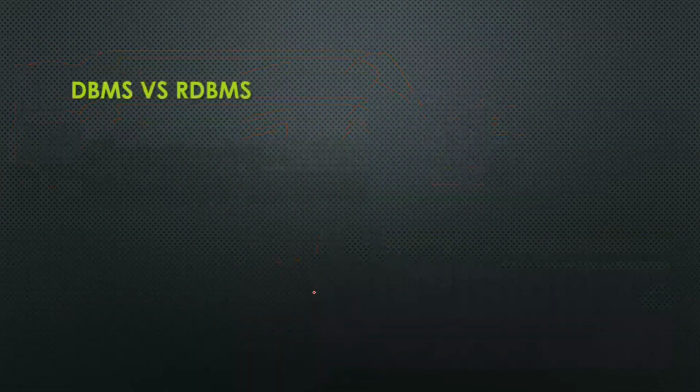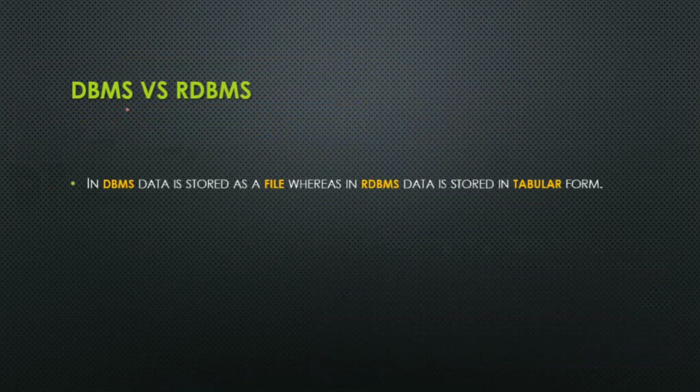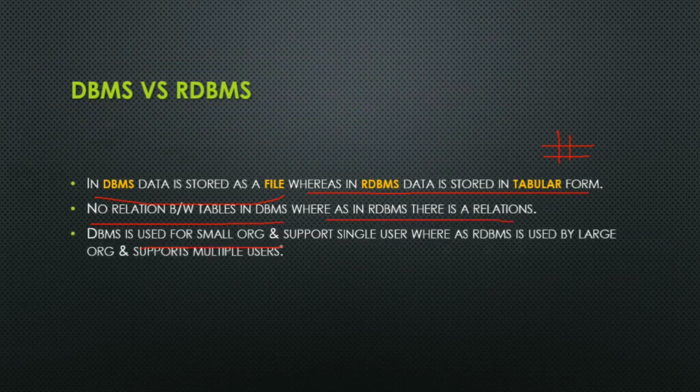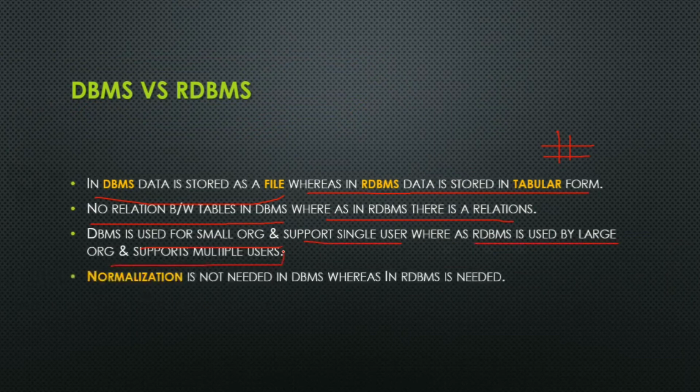Now, what is the difference between these two? In DBMS, data is stored in a file system, that is an XML file system, whereas in RDBMS, data is stored in a tabular form, that is rows and columns. There is no relationship between tables in DBMS, whereas there is a relationship between tables in RDBMS. DBMS is used for small organizations and supports only single users, whereas RDBMS is used by large organizations and supports multiple users.